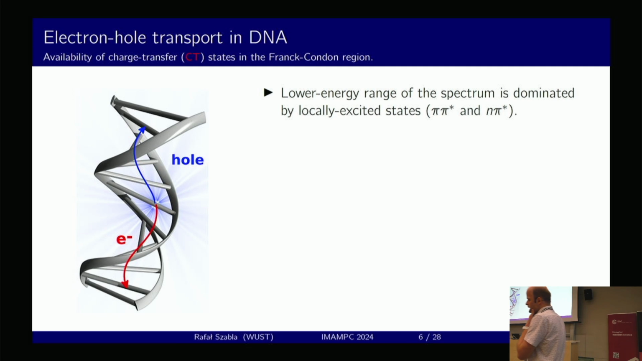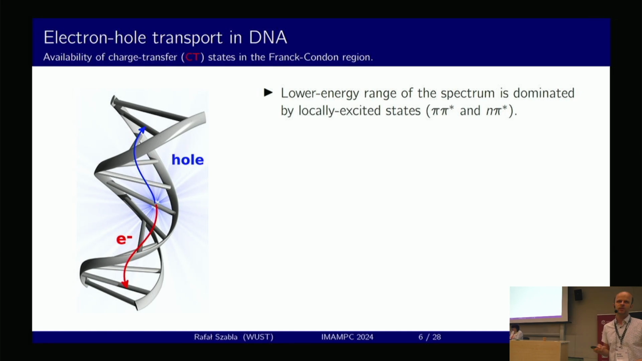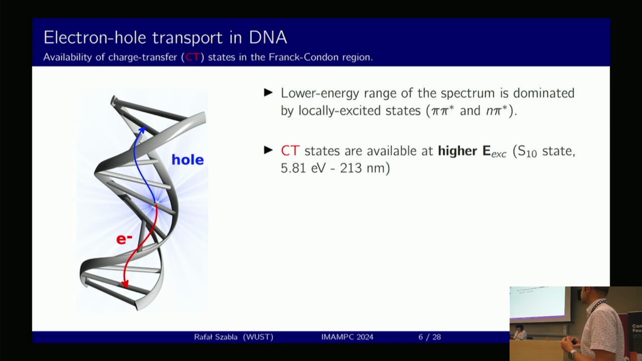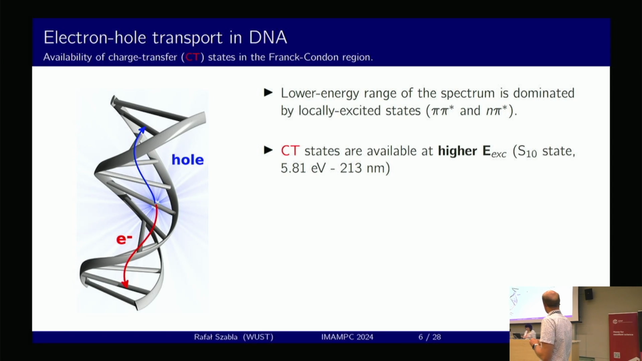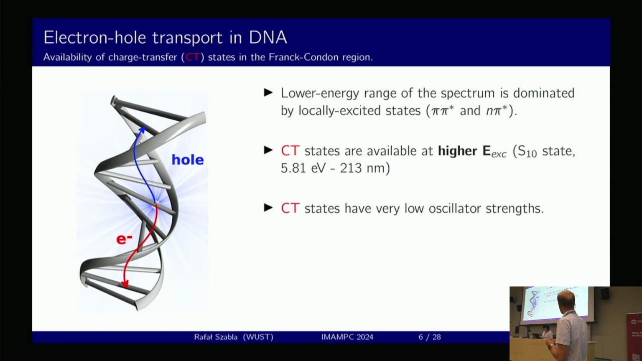The big problem with the photochemistry of DNA and the charge separation is that the low energy range of the spectrum is always dominated by locally excited states. So you don't really see the charge transfer states until very high excitation energies, which from our calculations is pretty high. It actually gets close to the photoionization potential of water. Probably we are a little bit biased because we didn't scan so many geometries. We actually did static calculations for this. But still, you can't really populate them directly. And the other reason is that they have very low oscillator strengths.